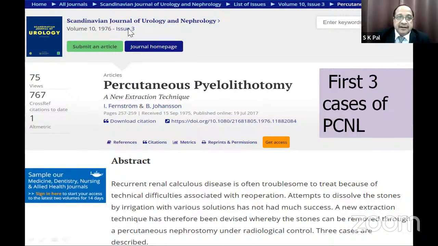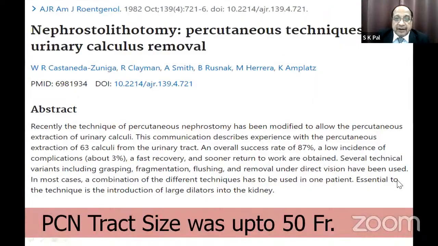which was published in 1976 in the Scandinavian Journal of Urology. And after 6 years, Dr. Arthur Smith and his team published their article in the Journal of Radiology in 1982, and in their experience of 63 calculi, the average PCNL tract size was 50 French. So we should all be aware of it.